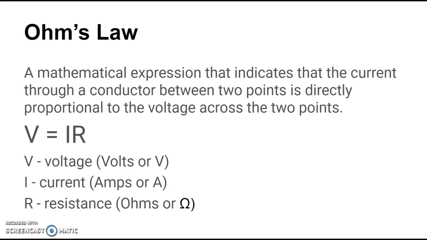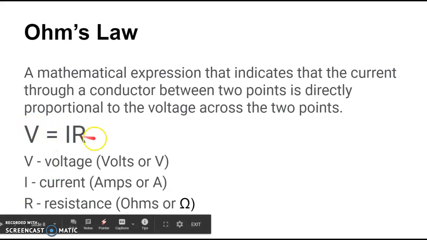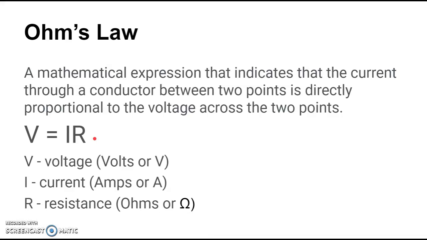As you learned in the last video, Ohm's law is a mathematical way to show the relationship between current, voltage, and resistance. It says that the current through a conductor between 2 points in that conductor is proportional to the voltage across those 2 points. And we can use this mathematical expression V equals IR to show that relationship of Ohm's law.